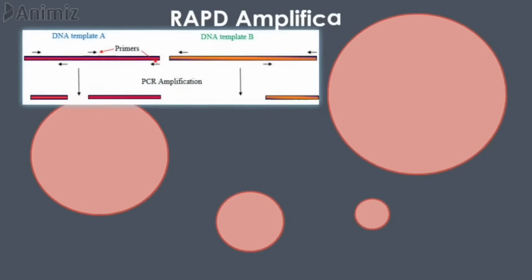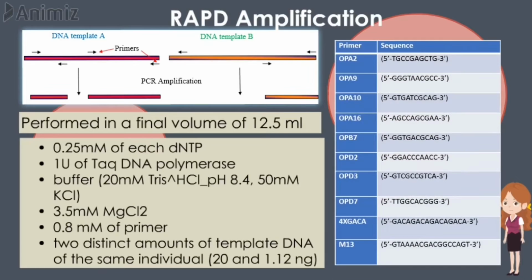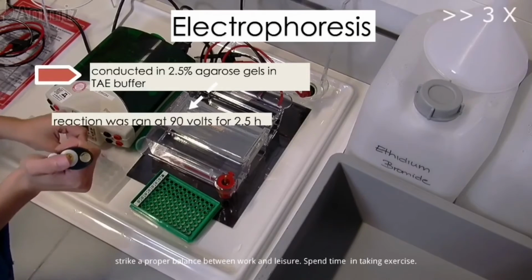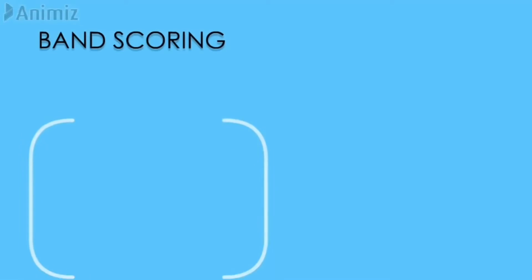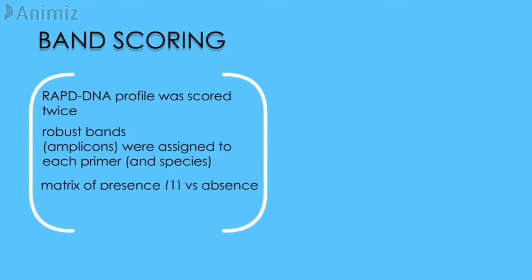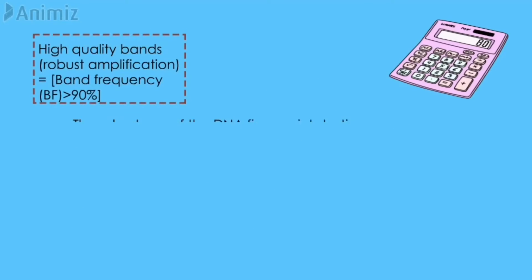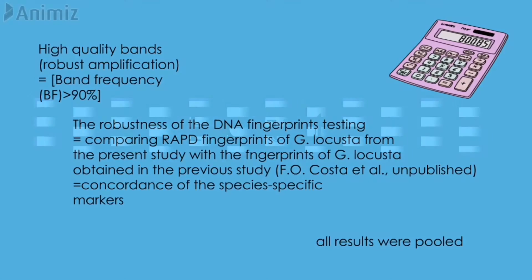Next is DNA amplification, which was conducted in a final volume of 12.5 microliters with the respective primers. Then gel electrophoresis was conducted with these respective steps, and the bands that we observed were scored using this frequency formula. Then, to get robust or high-quality bands, this step was performed. Let's move on to see the findings from this study.